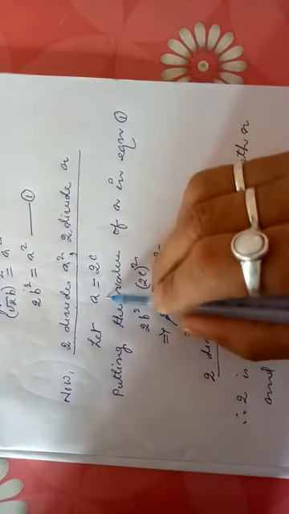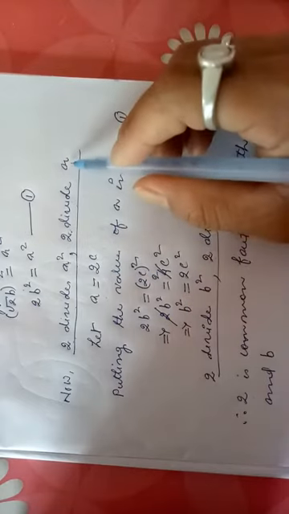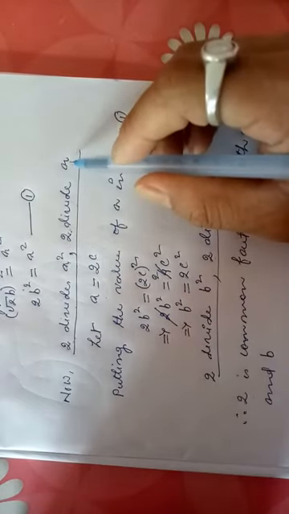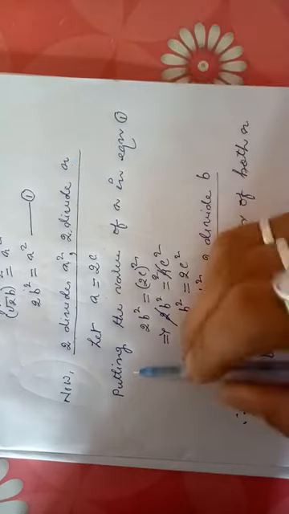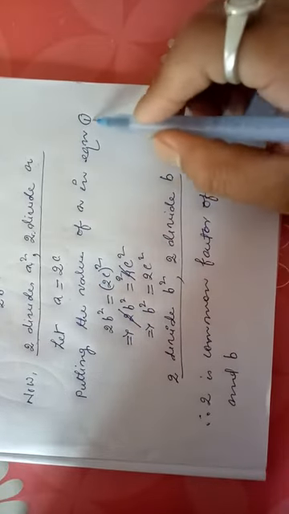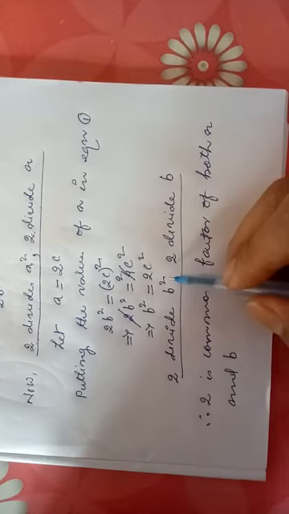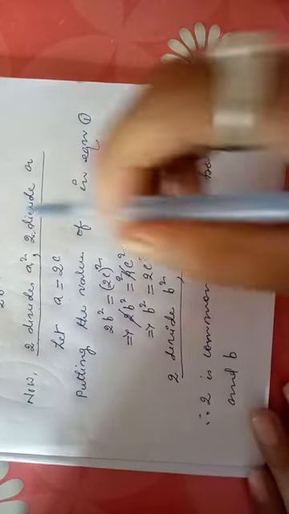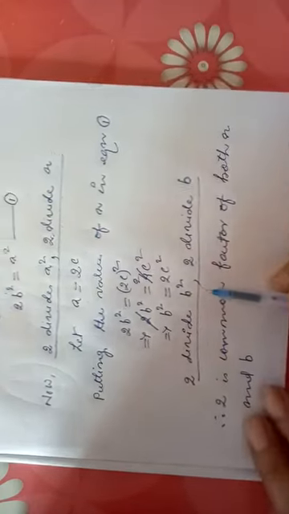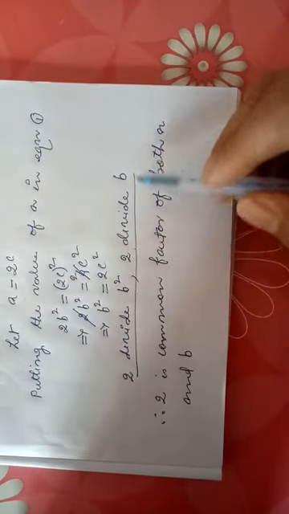Let us take a equal to 2c. We assume the value of a equal to 2c because we don't know the value of a, but we know that a is divisible by 2. That's why we take a equal to 2c. Putting the value of a in equation number 1, after solution we get b square equal to 2c square. So 2 divides b square, that means 2 divides b also.